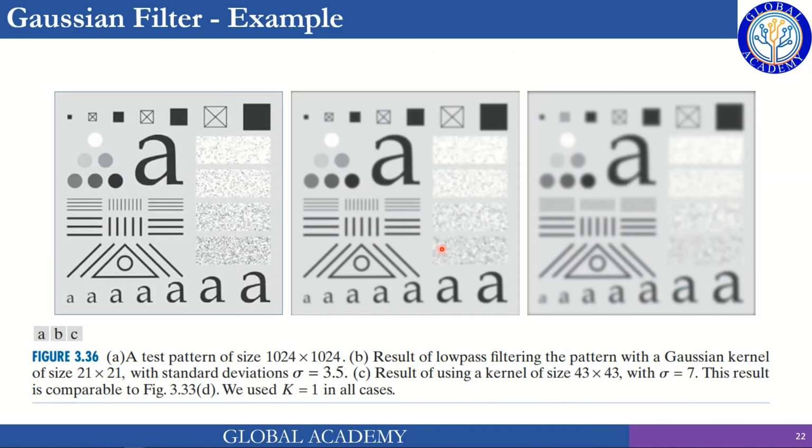Here is a test pattern. It's a well-known test pattern with a variety of contents like horizontal and vertical lines, and lines at different angles, then alphabets of different sizes and different gray colors, and some noisy patterns. I mean some less noisy pattern and a more noisy pattern. So this is the original image on the leftmost position, and it's filtered using two different Gaussian kernels, one with 21x21 kernel size and sigma 3.7, whereas this image is smoothed using a Gaussian kernel of size 43x43 and sigma equal to 7. So we got more smoothing.